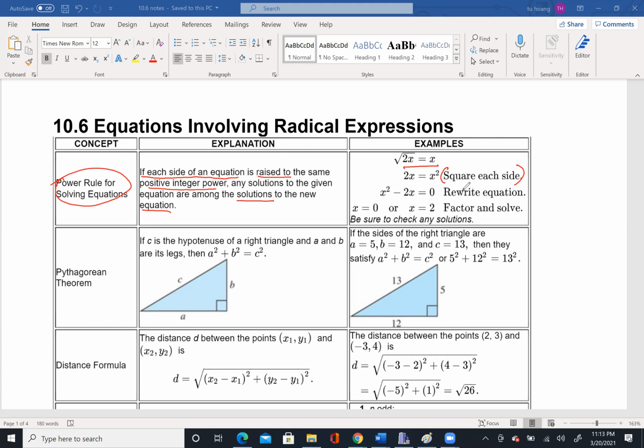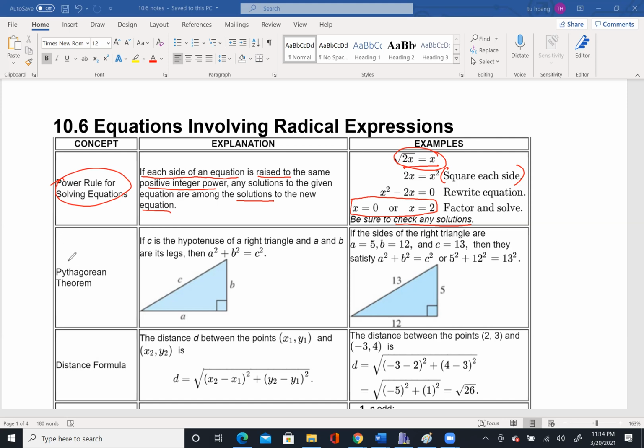equation, and then you just solve this equation. But after you solve it, you may have two solutions, and you need to double check this answer to make sure it satisfies the original equation. Later on I'm going to show you the steps of how to apply the power rule for solving equations.